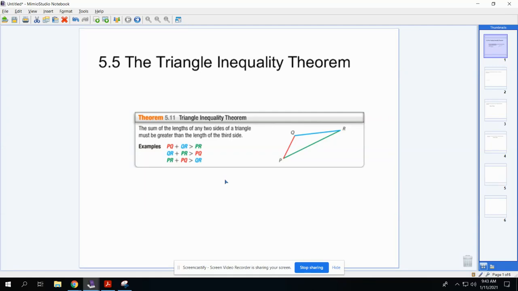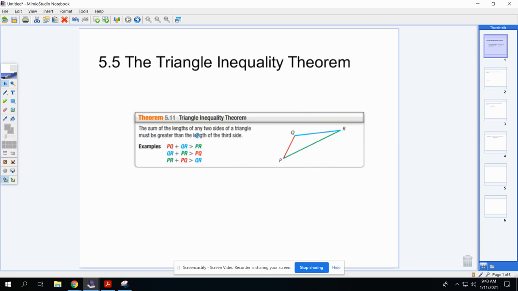All right, let's go ahead and talk about our lesson today, 5.5, the triangle inequality theorem. There's one theorem here that we're going to use today, and it talks a little bit about the sides of a triangle. So let's read this definition here. It says, the sum of the lengths of any two sides of a triangle must be greater than the length of the third side. As you can see in this example here, we have triangle PQR.